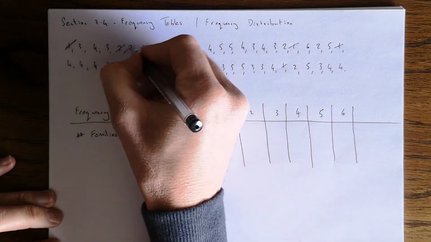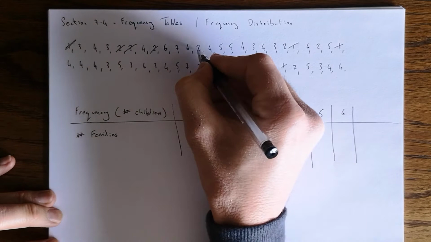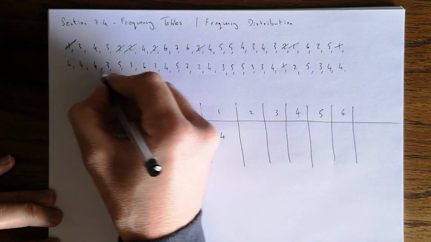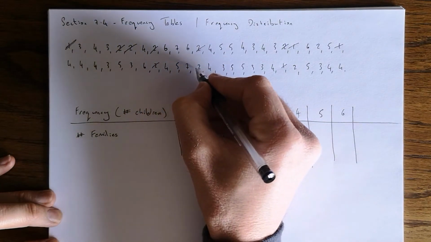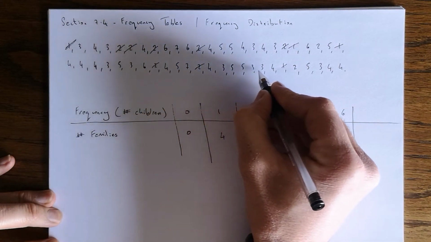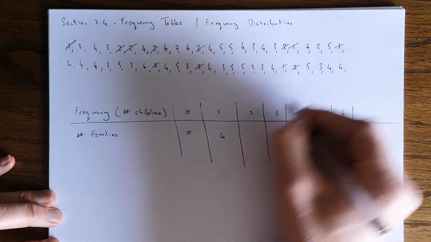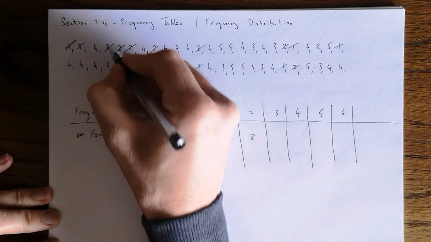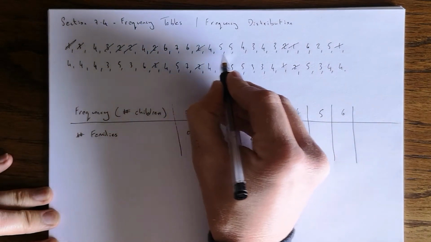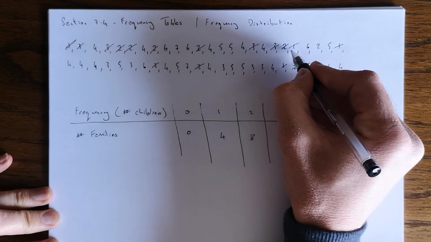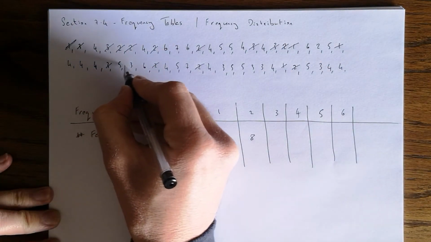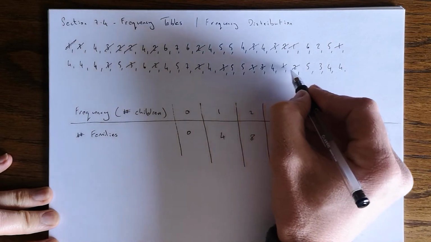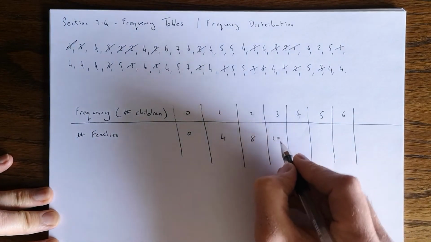2 children, so there's 1, 2, 3, 4, 5, 6, 7, 8. So 8 families had 2 children. 3 children, we've got 1, 2. I'm sure we're going to miss one somewhere along the lines. 3, 4, 5, 6, 7, 8, 9, 10. So 10 families had 3 children.